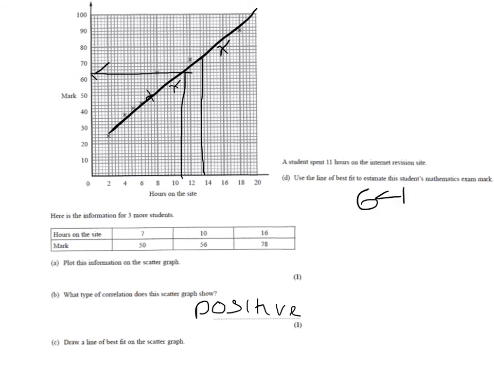We do allow, the examiner will allow for the fact that lines might be put in slightly different places, but you should be able to draw accurately, show you drawing accurately between 10 and 12, so to indicate you're going up from 11 and then reading across to 64. And that's it.